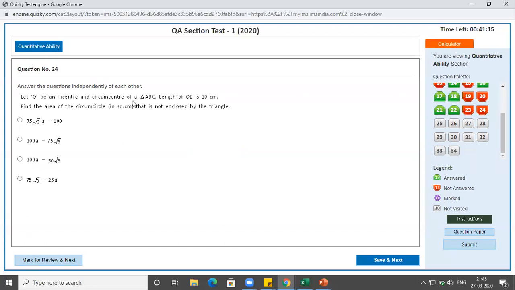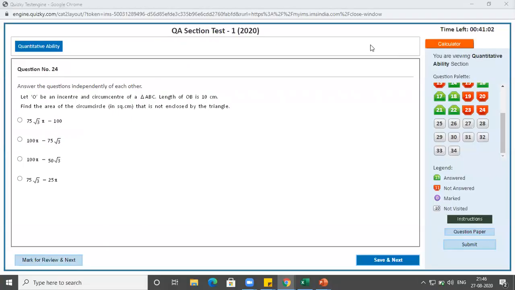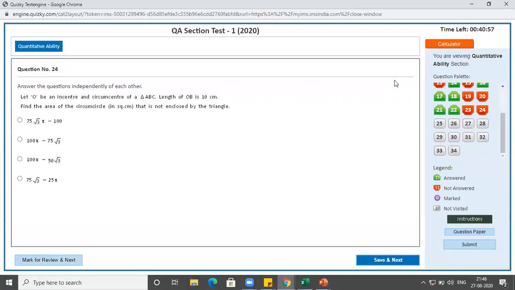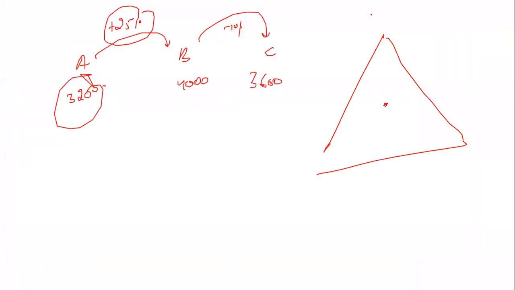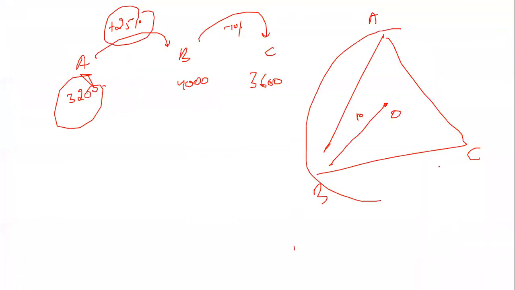Then let O be the in-center and circumcenter of a triangle. When the in-center and circumcenter are the same, then it's an equilateral triangle I'm talking about. Length of OB is 10 centimeter. We can do this question. It seems easy. So there is a triangle in which the in-center and circumcenter are both the same. Length of OB, okay. This is A, B, C. Length of this OB is being talked about as 10 centimeter. Okay. Find the area of the circle that is not enclosed by the triangle. Okay, so this is a circle with radius as 10.